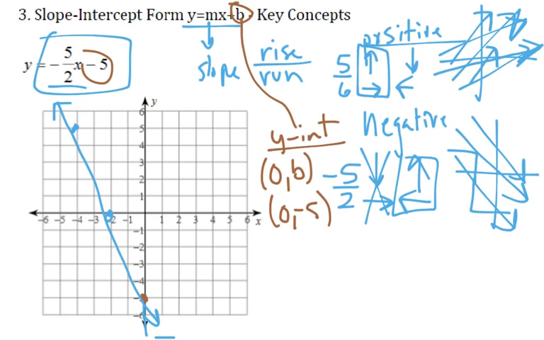The best thing about slope-intercept form, it's easy to graph. It tells us where to start, tells us how it's growing. It's great to use with tables. If you're given a table, you can usually find the slope-intercept form very easily. And great for that visual of graphing, that easy way to graph.